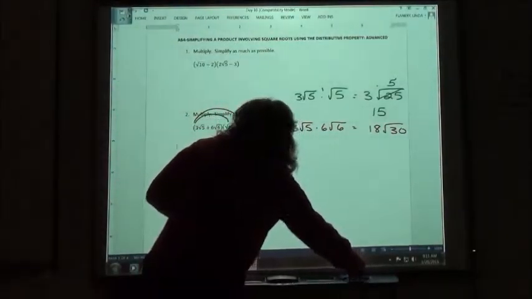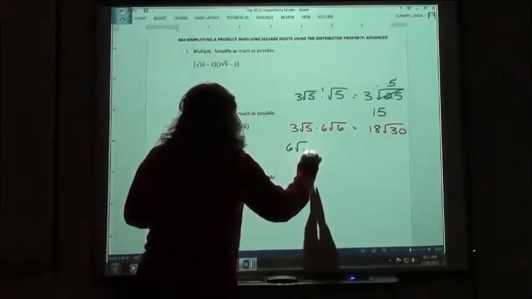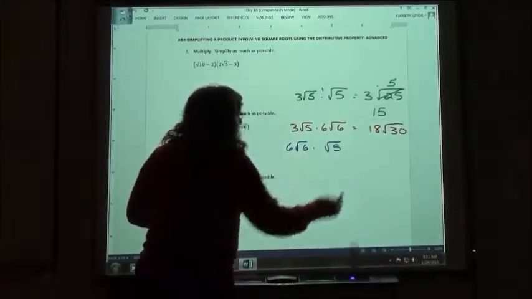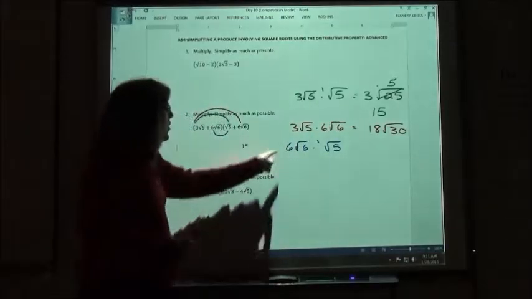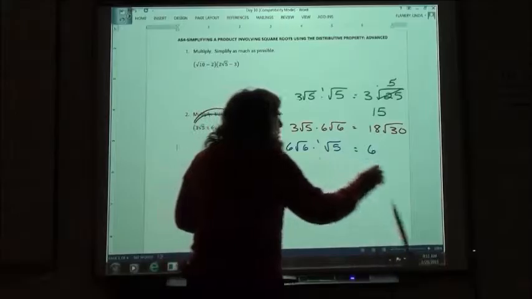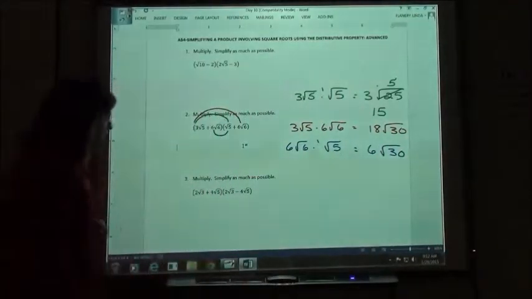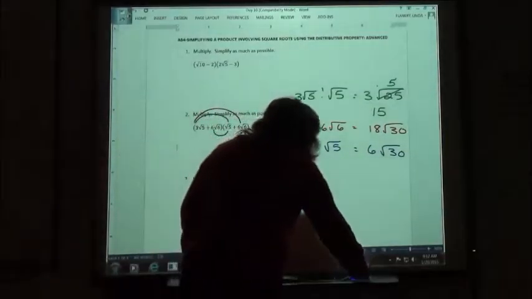Then I'm going to do my inside pair. My inside pair says I'm going to take 6 square root of 6 times the square root of 5. Again, if you wanted to put the 1 there, you could. 6 times 1 is 6. Square root of 6 times square root of 5 is square root of 30. And we found out before we couldn't simplify the square root of 30, so that's our answer there.